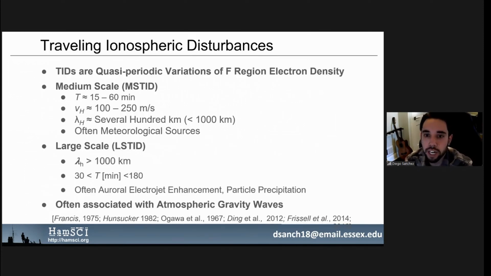So traveling ionospheric disturbances, or TIDs, are quasi-periodic variations of F-region electron density that are often associated with atmospheric gravity waves. Current ham radio observation techniques only allow us to track large-scale traveling ionospheric disturbances, or LSTIDs. LSTIDs typically have wavelengths of over 1,000 kilometers and a periodicity of between 30 to 180 minutes, and are often caused by auroral electrojet enhancement and particle precipitation.